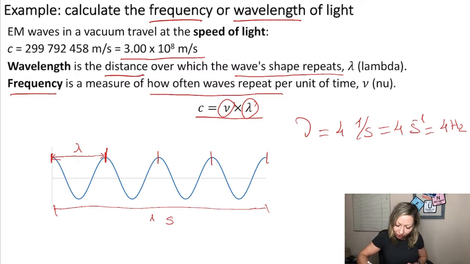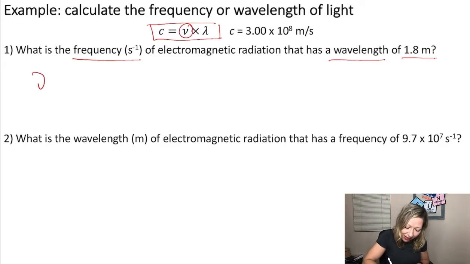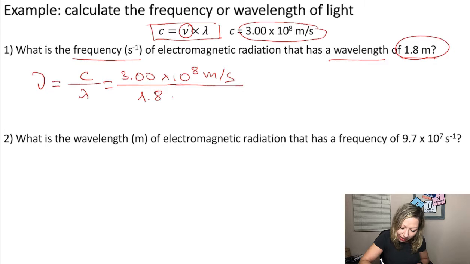So let's jump right into the examples. What is the frequency of the electromagnetic radiation that has a wavelength of 1.8 meters? We are going to use this expression and solve for the frequency first. So the frequency equals the speed of light divided by the wavelengths, and now we just simply plug in the numbers. So we know that the speed of light is a constant, 3.00 times 10 to the 8th meter per second, divided by our wavelengths, 1.8 meters.